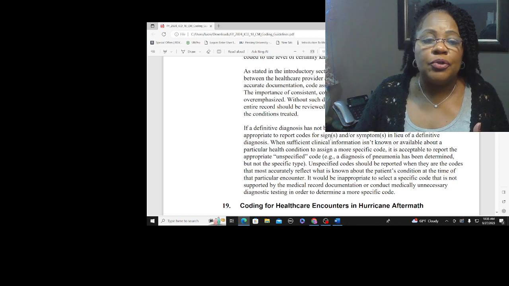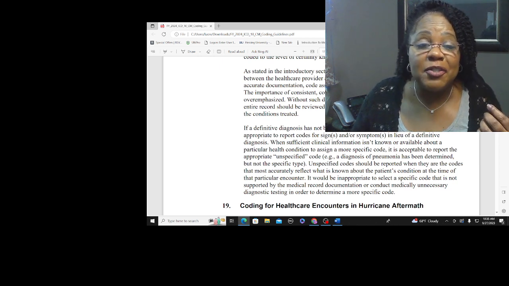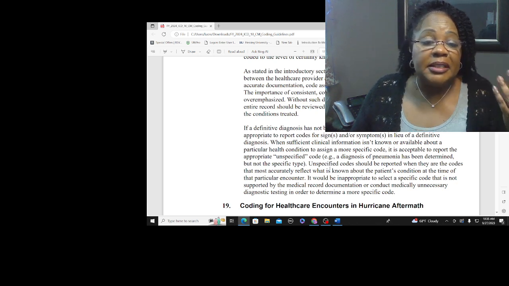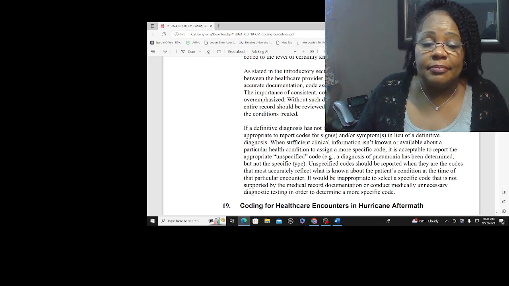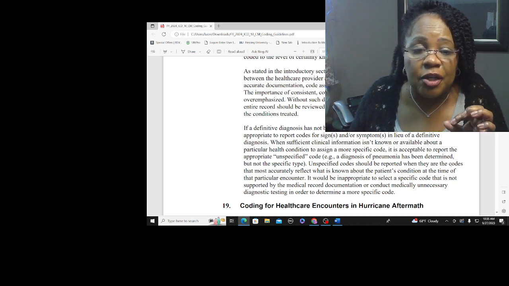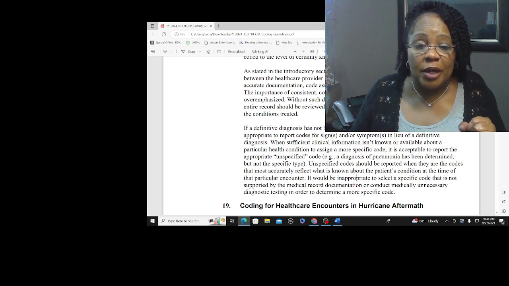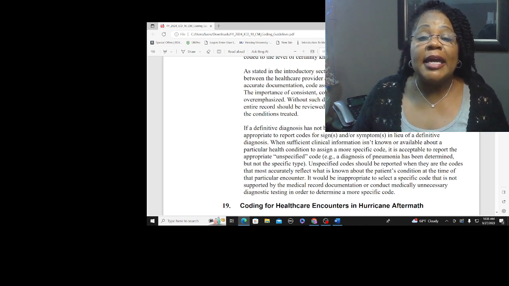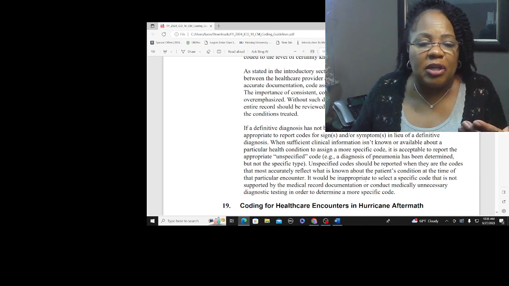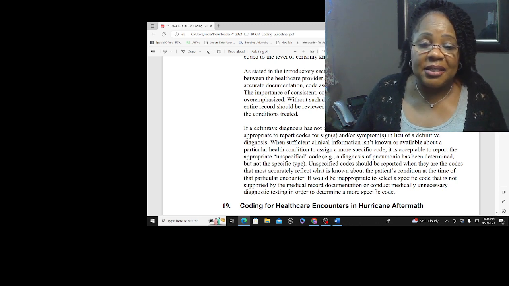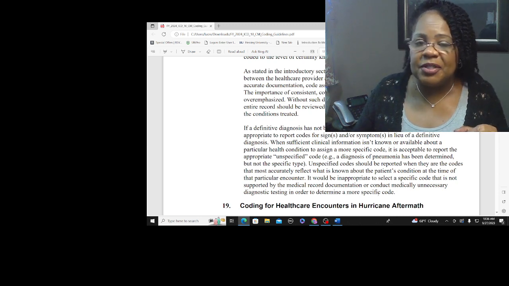It is acceptable to report the appropriate unspecified code. And they gave you an example of pneumonia. Didn't tell you what type, just said patient has pneumonia. The unspecified code should be reported when they are the codes that most accurately reflect what is known about the patient's condition at the time of that particular encounter. It would be inappropriate to select a specific code that is not supported by the medical record documentation or conduct medically unnecessary diagnostic testing in order to determine a more specific code.